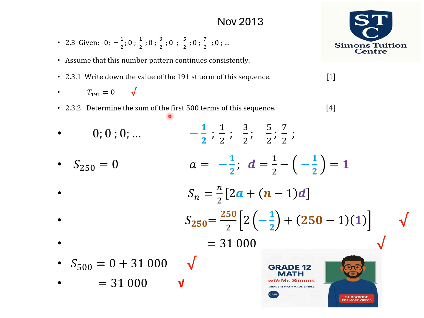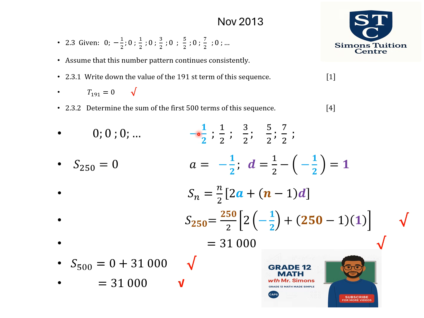2.3.2, determine the sum of the first 500 terms of the sequence for 4 marks. So we have a sequence that's 0, 0, 0. Then we have a sequence that's minus half, half, 3 over 2, 5 over 2, and 7 over 2. So there are 250 zeros. Take note, 500 is 2 sequences. So 500 divided by 2, I'm looking for the sum of 250 for each sequence. 250 zeros still add up to 0.